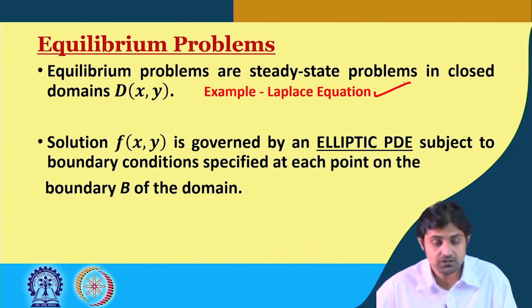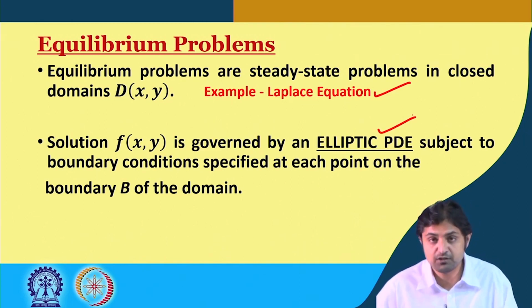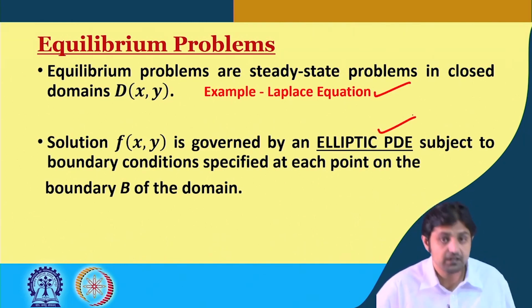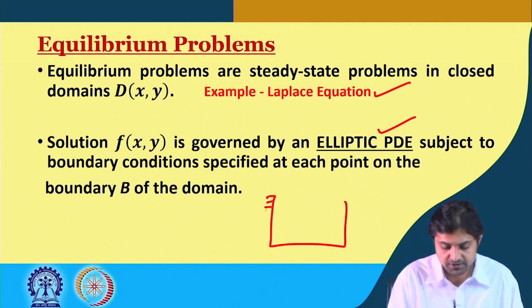So, here the solution f of x comma y is governed by an elliptical partial differential equation subject to boundary conditions specified at each point on the boundary B of the domain. So, the solution of the Laplace equation is governed by an elliptical partial differential equation. This is an important thing to remember. Of course, the solution will depend upon the different types of boundary conditions that have been specified at each point on the boundary B of the domain. So, we have to specify boundary conditions here also, here also, here also, at all those points.